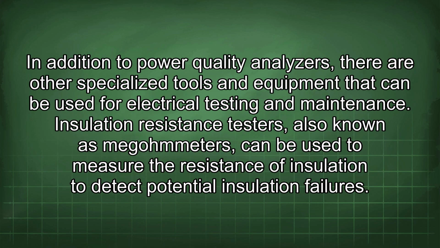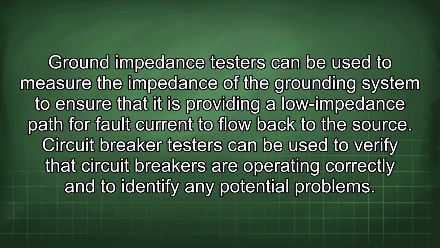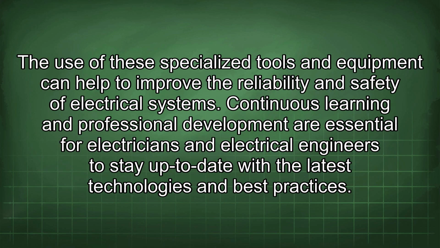In addition to power quality analyzers, there are other specialized tools and equipment that can be used for electrical testing and maintenance. Insulation resistance testers, also known as megameters, can be used to measure the resistance of insulation to detect potential insulation failures. Ground impedance testers can be used to measure the impedance of the grounding system to ensure that it is providing a low impedance path for fault current to flow back to the source. Circuit breaker testers can be used to verify that circuit breakers are operating correctly and to identify any potential problems. The use of these specialized tools and equipment can help to improve the reliability and safety of electrical systems.